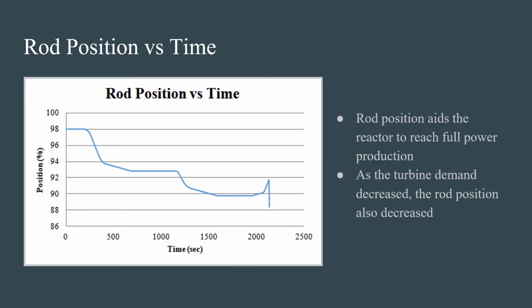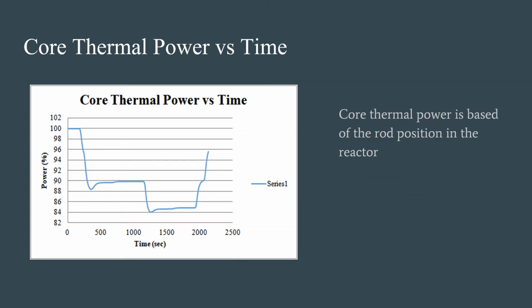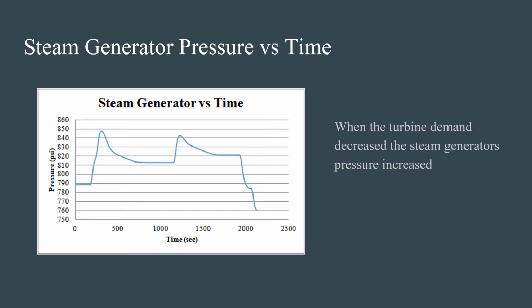A reactor is brought to full power when the operating temperature and pressure is increased by means of rod position adjustments. With a decrease in turbine demand, the control rod position percentage is also decreased, as shown in the rod position versus time plot. When the rods are lowered into the reactor, the core thermal power decreases, as Alexa previously discussed. When the turbine demand slows, the pressure increases in the steam generator because the blades are not moving as quickly. This causes the pressure buildup, which is reflected in the plot.